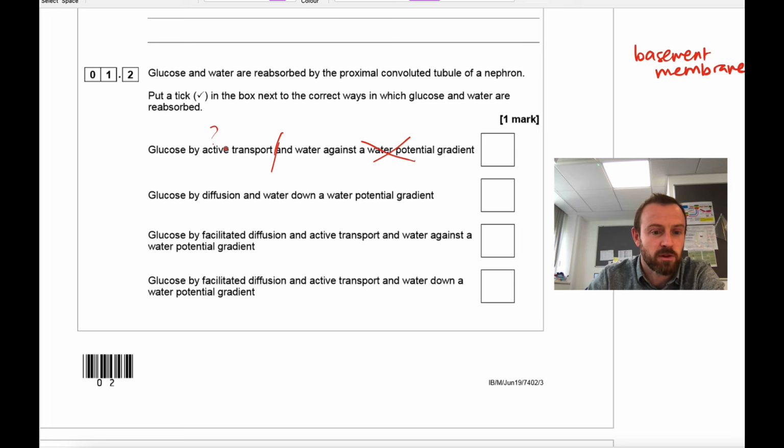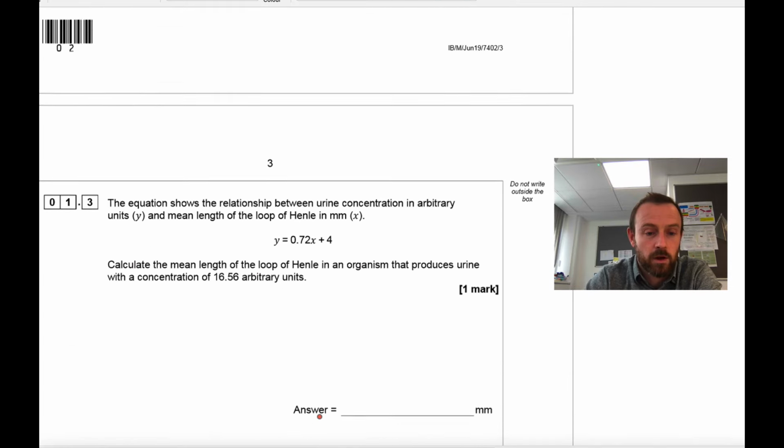I'm reserving judgment on this bit first. Glucose by diffusion and water down a water potential gradient. No, I'm going to say no to that. Glucose by facilitated diffusion. Okay, that's definitely no, because it can't go across the membrane on its own. And active transport and water against. Okay, it's this one. So this was by facilitated diffusion and active transport. That's the best answer. But against the water potential gradient, that's a big no. So it's this one.